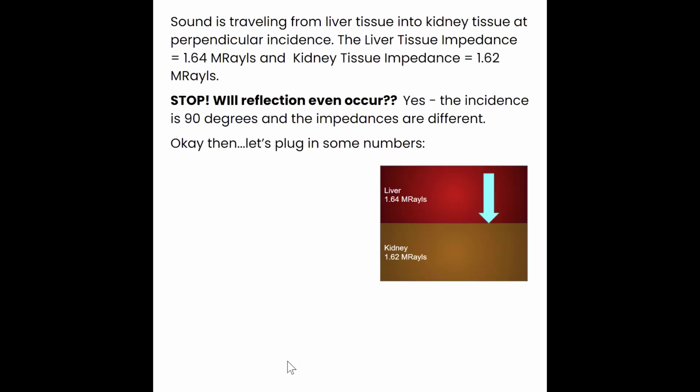So our first example has sound that's traveling from liver tissue into the kidney tissue at a perpendicular incidence. The liver tissue impedance is 1.64 megarayls and the kidney tissue impedance is 1.62 megarayls. So first thing we need to figure out: will reflection even occur at this point? And the answer is yes. We've got perpendicular incidence and the impedances are different. Very similar, but different. So knowing that information, we're going to go ahead and plug in these numbers to that formula.